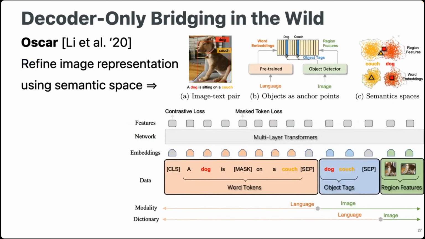And another example would be Oscar. This is quite an old example. It's even older than Frozen. What's interesting here is that if we have a dog sitting on a sofa or couch, those two objects are overlapped. What they are arguing is that in the semantic space, the image regions are overlapped, but in the semantic text space, they are quite distinct. So what they are doing is trying to use some special tokens and mixing modality to separate the space if they are overlapped in the vision space.